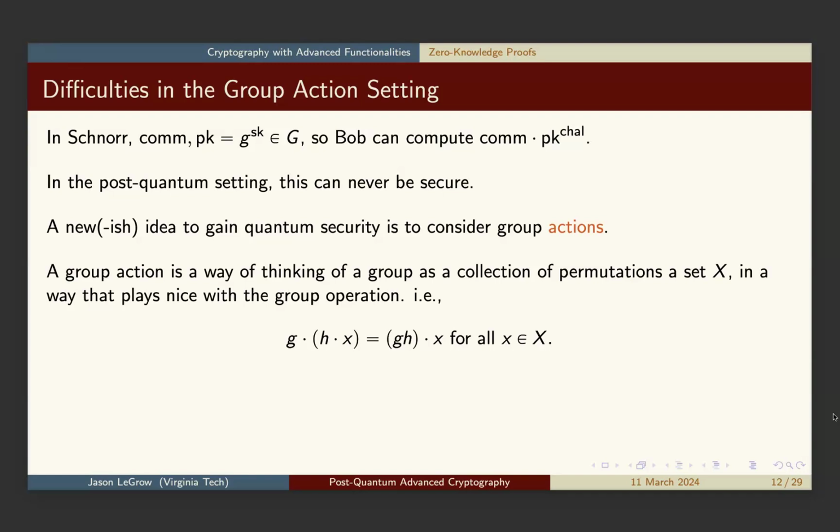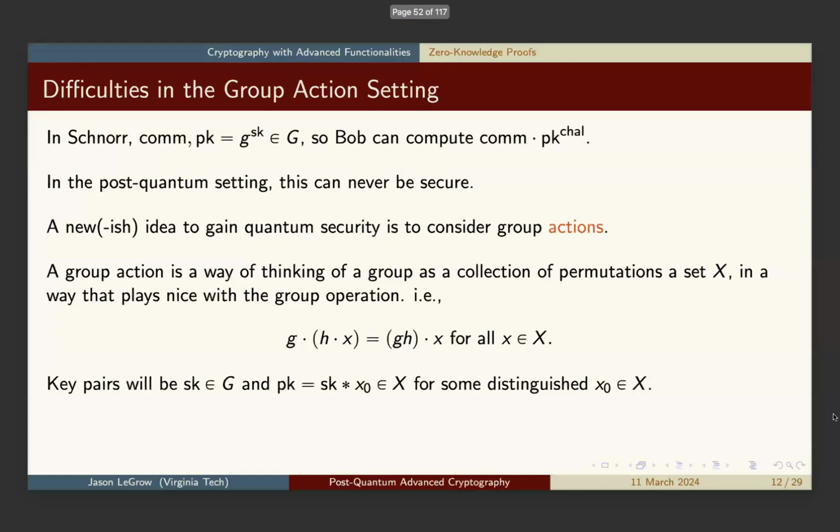It's a way of thinking. Of course, you pick the right set X, otherwise it's not very useful or interesting. So in group action-based cryptography, you're still going to want your secret key and your public key. Your secret key is going to be a group element, kind of how it was before. But your public key now is not going to live in the group anymore. It's going to live in the set X.